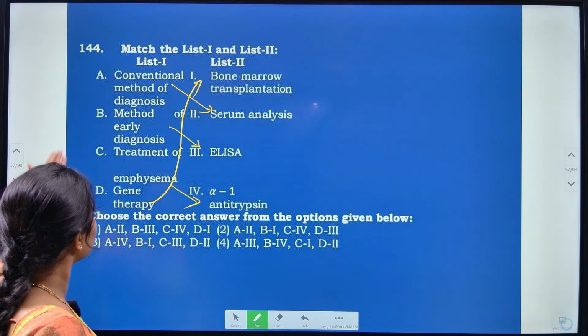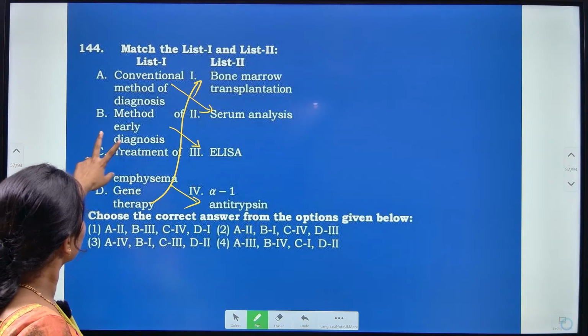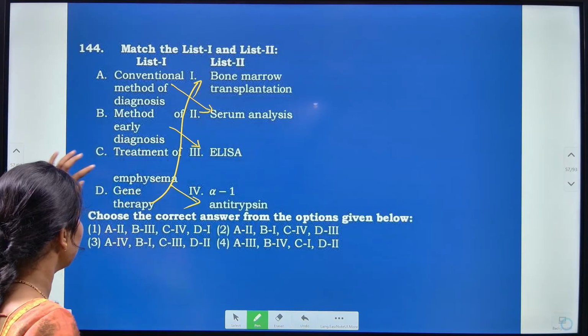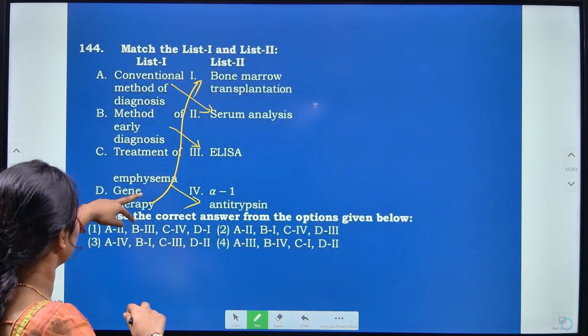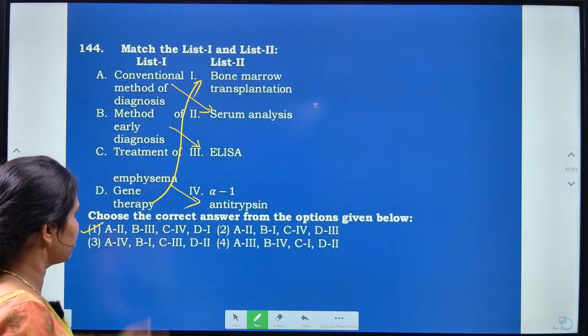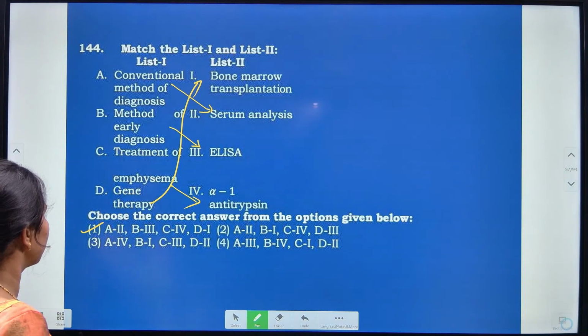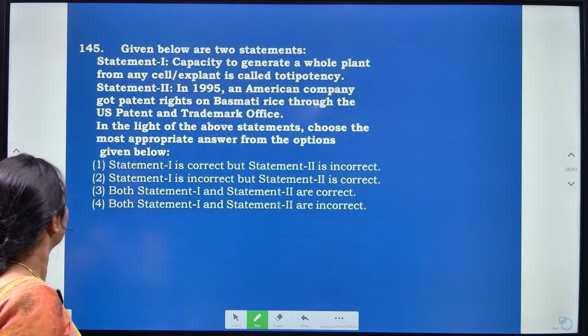So according to this A is with 2 and B is with 3, so C is with emphysema, C is with 4 here. So option 1 will be the right one. You just match it and option 1 will be the answer. D with 1, right? Okay.